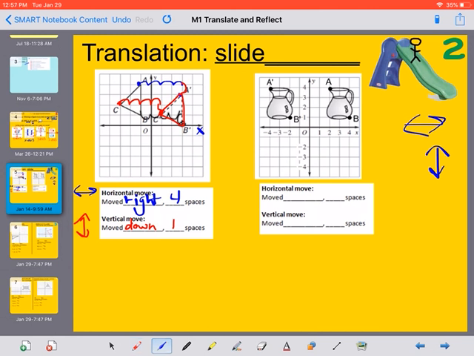Next, we have the same exact figure. It's not flipped over, it's the same direction. It's just slid to a new location. You can see here is where we begin with A. Here's A prime, our new location.